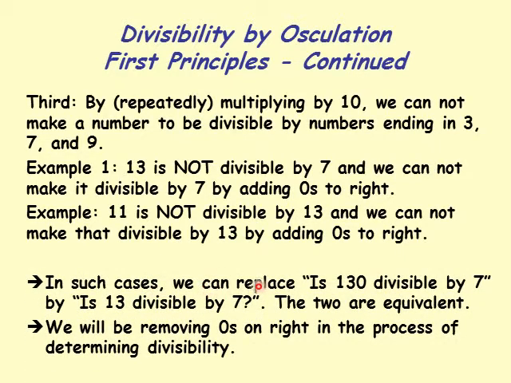In such cases, we can replace "is 130 divisible by 7?" by "is 13 divisible by 7?" The two are equivalent. We will be removing zeros on the right. That means we will be dividing by 10 by discarding zeros on the right in the process of determining divisibility. Let's look at what divisibility by osculation is.